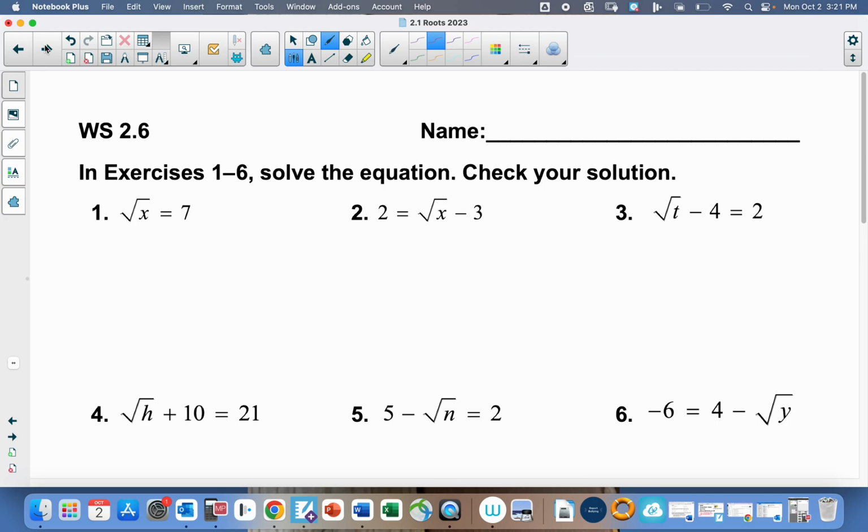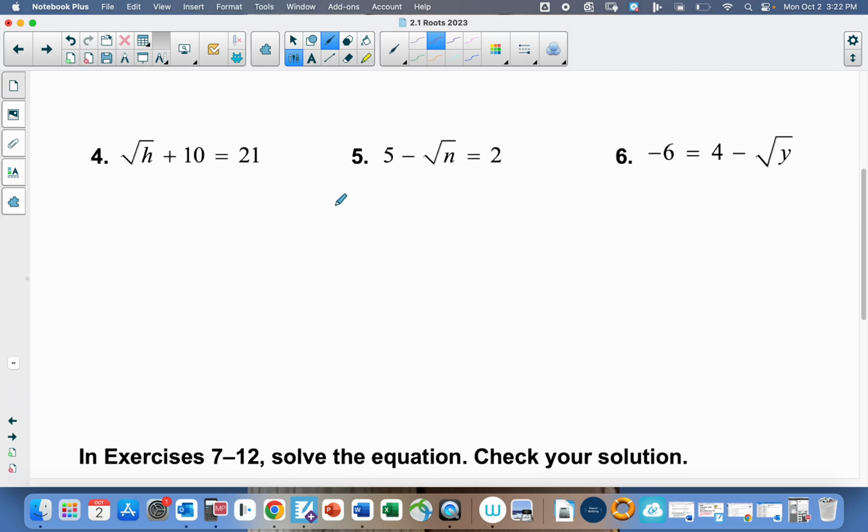So let's go through and do a few of these together. Let's start with problem number 6. For problem number 6, it wants us to solve the radical equation. So remember that what we're trying to do is first isolate this radical.